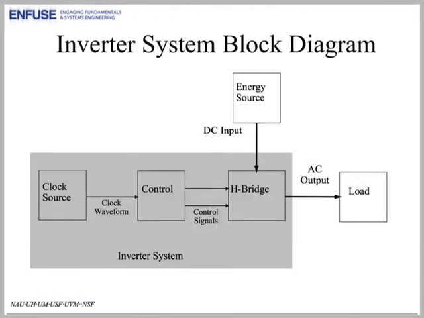Here is our system block diagram. Recall that our system, the inverter system, has an input, the energy source, which is DC, such as from a solar panel, and a load. So we have an input from the energy source, the AC output going to the load, and the conversion from DC to AC performed by our inverter. The key is that the inverter system has three subsystems: the clock source, the control subsystem, and the H-bridge. And we will discuss next how these systems interact.